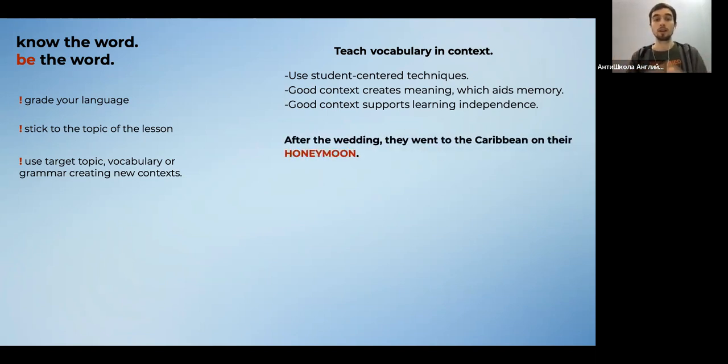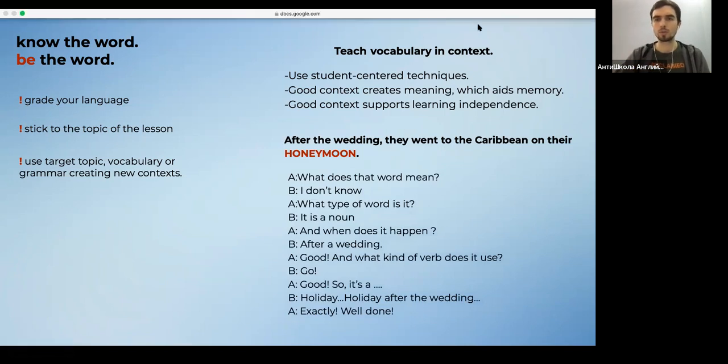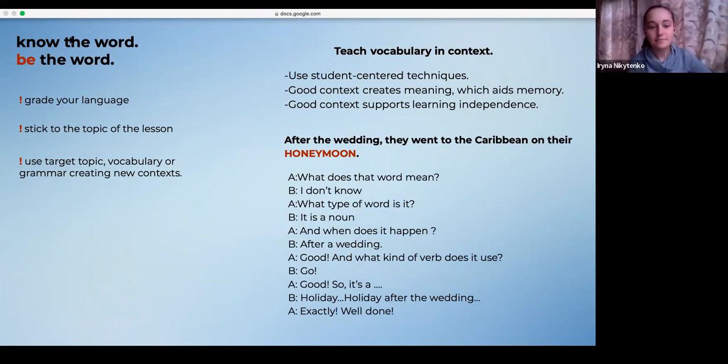So what do we have here? After the wedding, they went to the Caribbean on their honeymoon. And I would like to ask somebody to act with me to play this out. I can see Ira as the first person on my screen. So what does the word honeymoon mean, Ira? I don't know. Okay, what type of word is it? Guess it's a noun. Yep, and when does it happen? After the wedding. Right, so good.